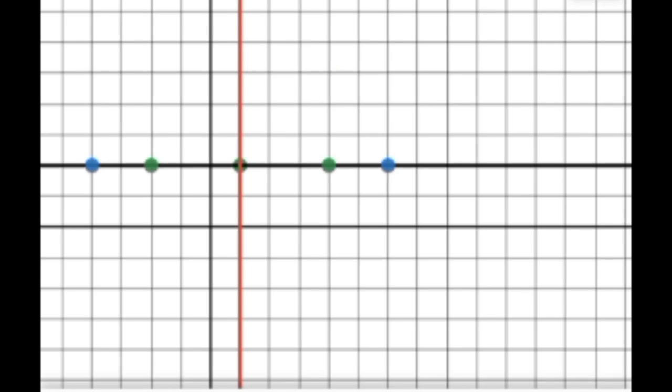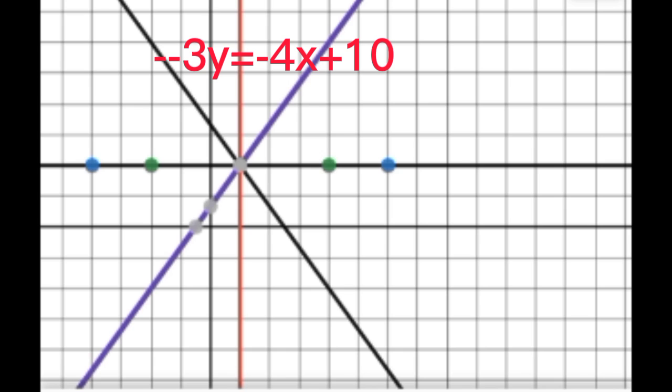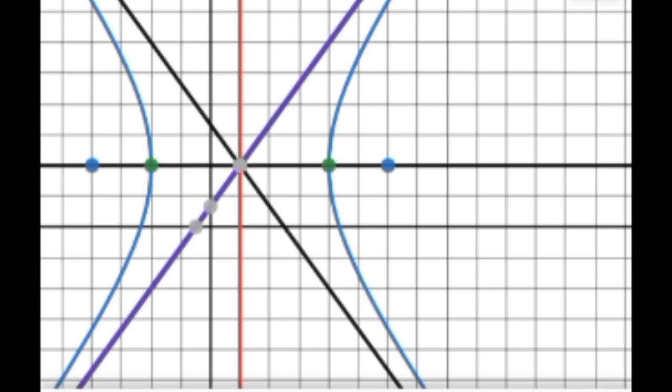Next is the first asymptote with the equation 3y equals 4x plus 2. And the second asymptote line with the equation 3y equals negative 4x plus 10. From the vertices with asymptote lines as guide to the opening, let's sketch now the hyperbola. This is the hyperbola quantity x minus 1 squared over 9 minus quantity y minus 2 squared over 16 equals 1.